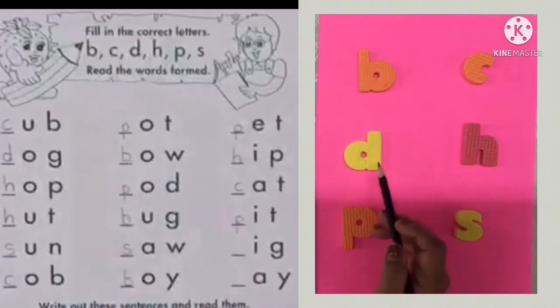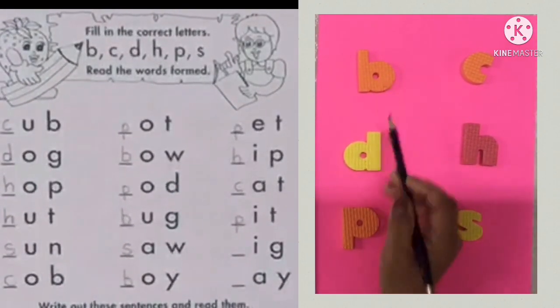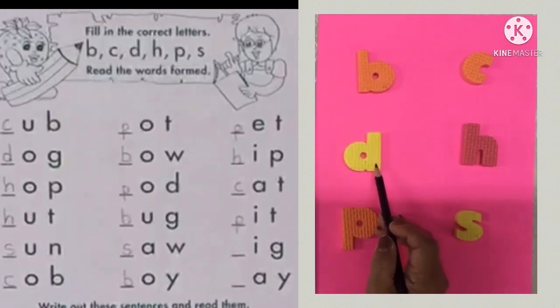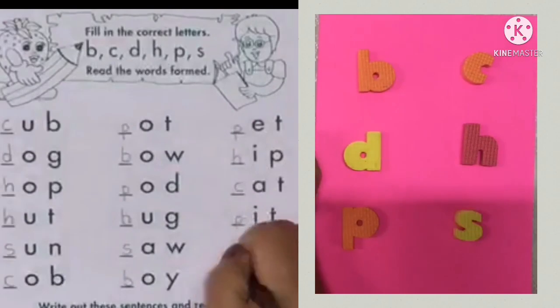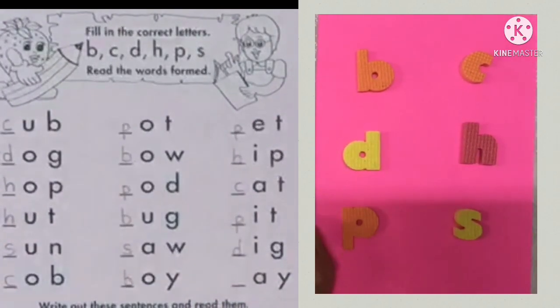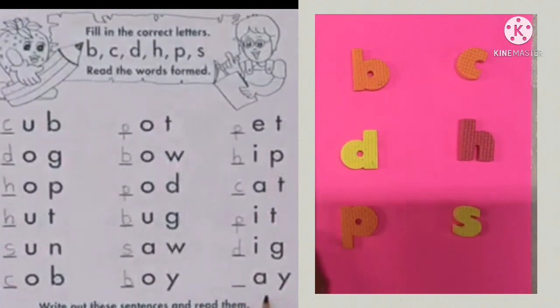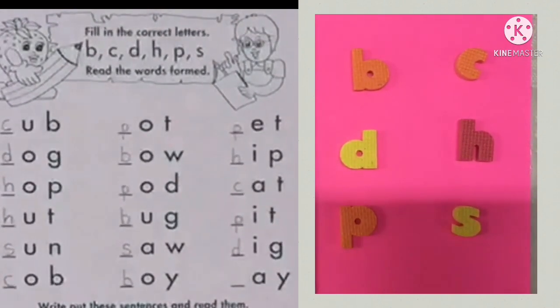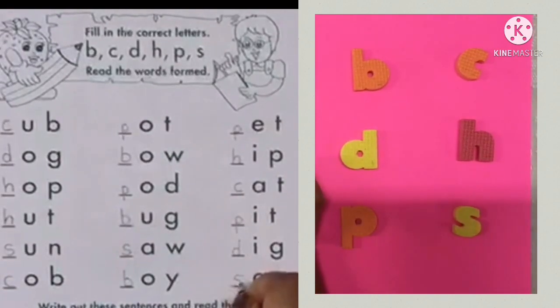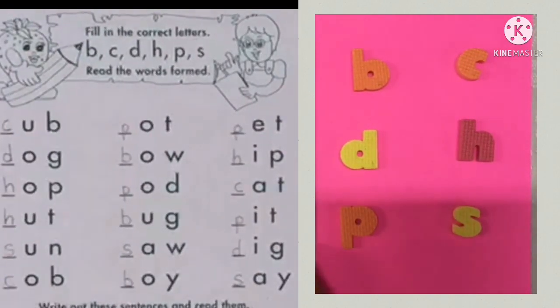Dig. Is this D? No. Is this D? Yes. And what letter is this? D. And the word here I would like to make is say. Is this S? Yes. And what letter is this? S, say. So now let's go through all the words.